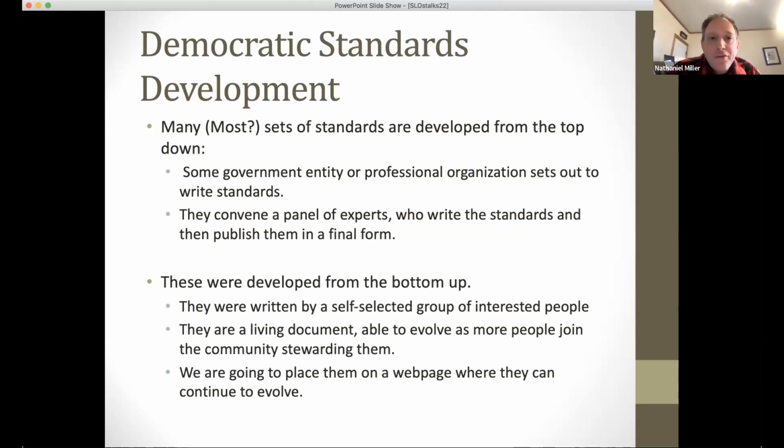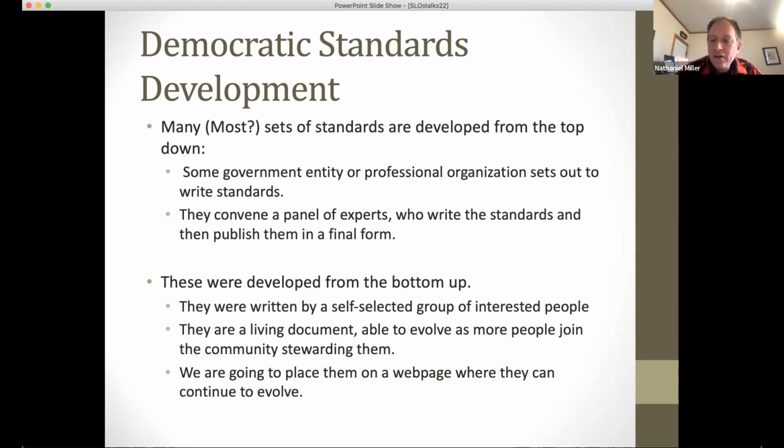So then I just wanted to briefly mention at the end here some nice things about how these were developed. A lot of standards are developed from the top down, where somebody says, okay, we're going to set out to create standards for this group that we're in charge of. These were more bottom up. It was a self-selected group that decided to take this on. Our plan is to put them up on a web page pretty soon, once they're fully fleshed out, where they can live and be available to people, and hopefully continue to evolve over time.